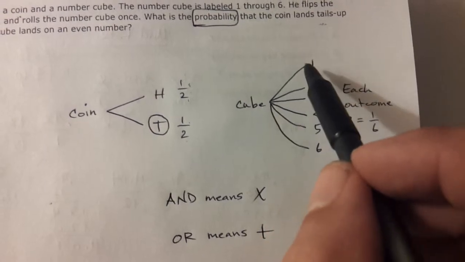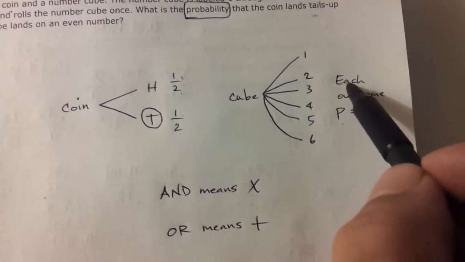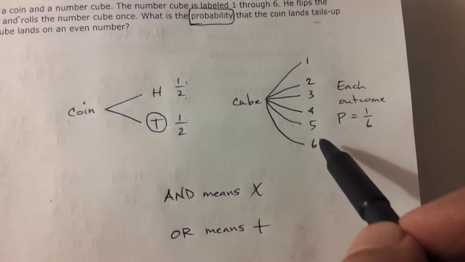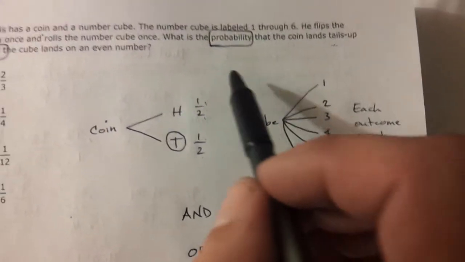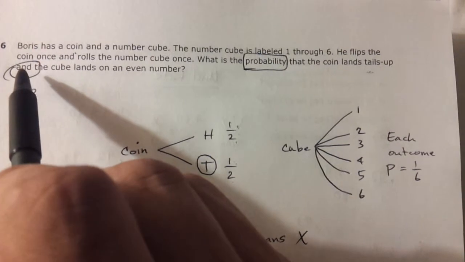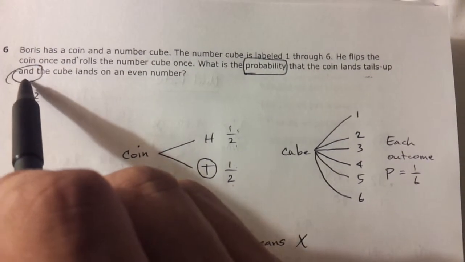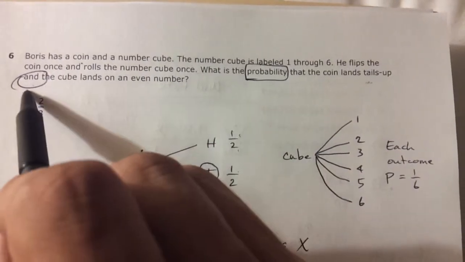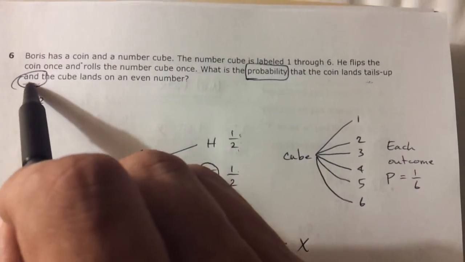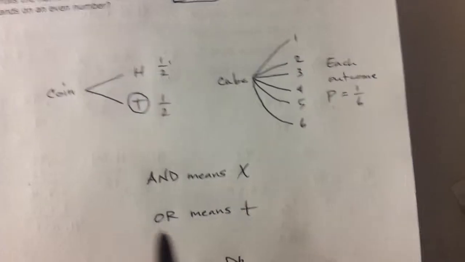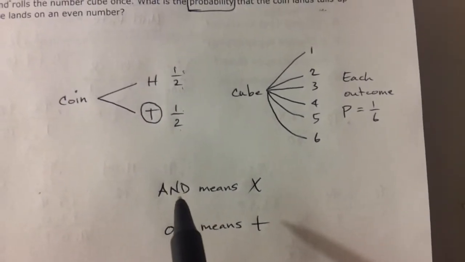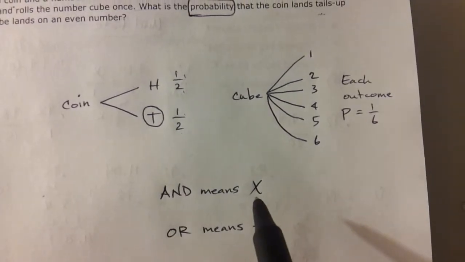Now the cube has 6 possible outcomes, and each one of those outcomes has a 1 out of 6 chance of happening. Now what they want to know is the probability that these 2 things both happen. The coin lands tails up and the cube lands on an even number. And they use the word "and" to show that they want them both to happen. Two words in simple probability, which is what we're doing here, and they both have different mathematical meanings.